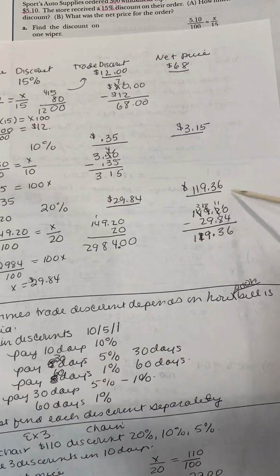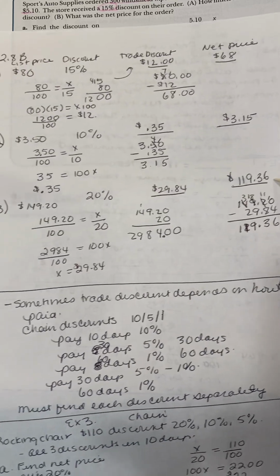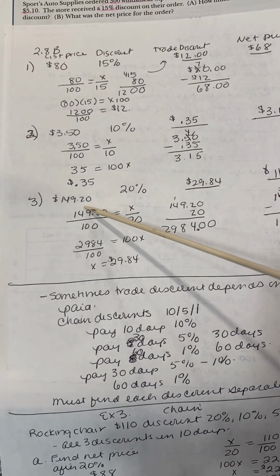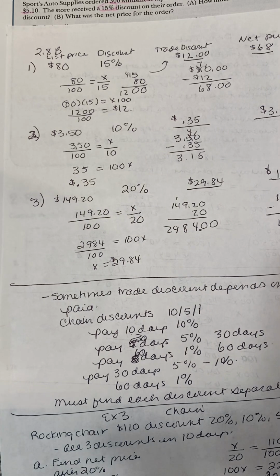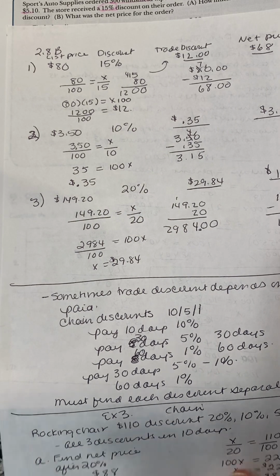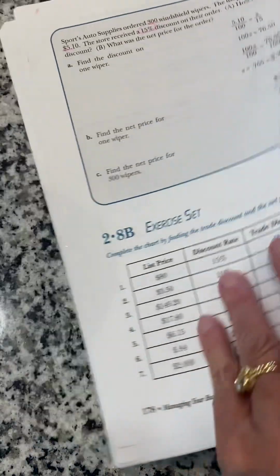So I'm only paying $119.36 when if I had to pay full price, it'd be $149.20. See how easy? Okay, let's go on to the next part here.